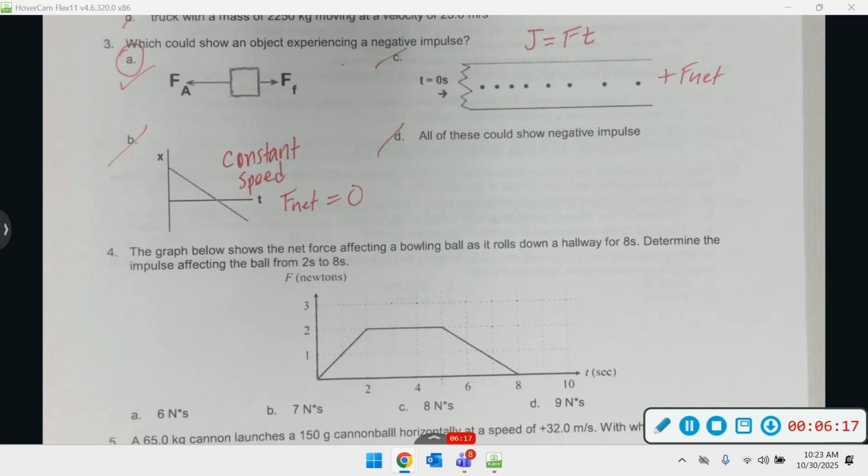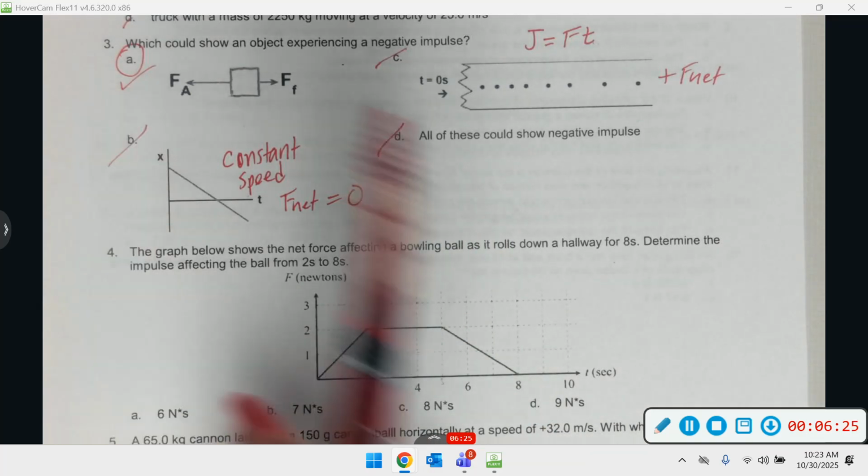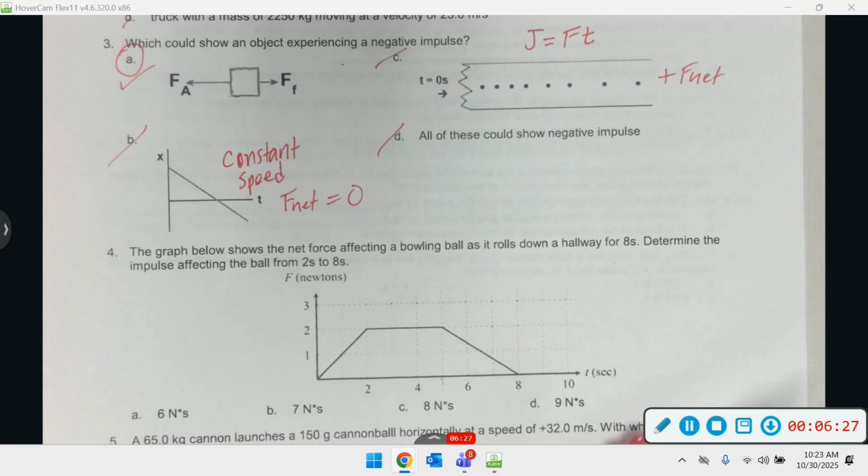The most common wrong answer was D, so a lot of you thought that it was all of them. It's not. It's just answer choice A. All right. Make sense? Number 4.